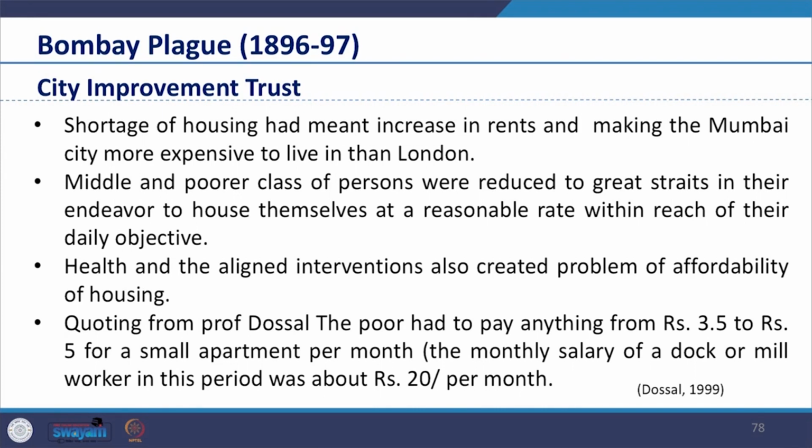Health and the aligned interventions also created problems of affordability of housing. Quoting from Professor Dossal's writing, the poor had to pay anything from rupees 3.5 to rupees 5 for a small apartment per month. The monthly salary of a dock or a mill worker in this period was about rupees 20 per month. Shortage of housing had meant that rent had risen considerably and threatened, if unchecked, to make Bombay a more expensive city to live in than London.